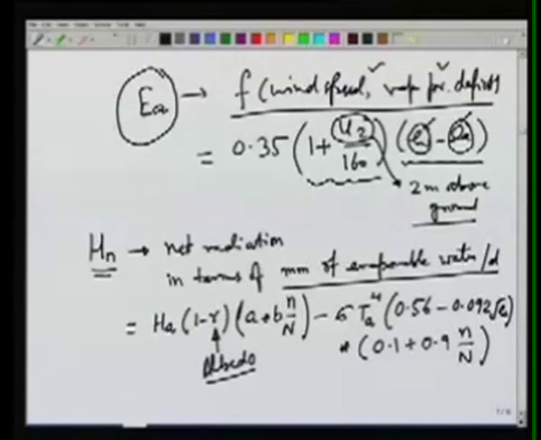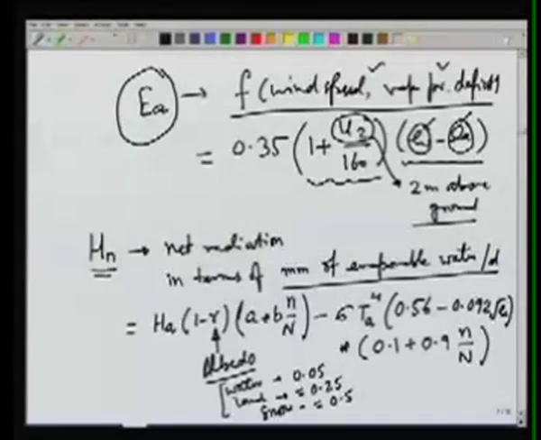R, as we have seen, is the reflectance or the albedo, and the value for R is given for different materials. For example, for water, R is typically about 0.05. For land, it may vary depending on the land use, but typically about 0.25. And if you have, let's say, snow, it will have a very high reflectance, and a value as high as 0.5 can be typically used.